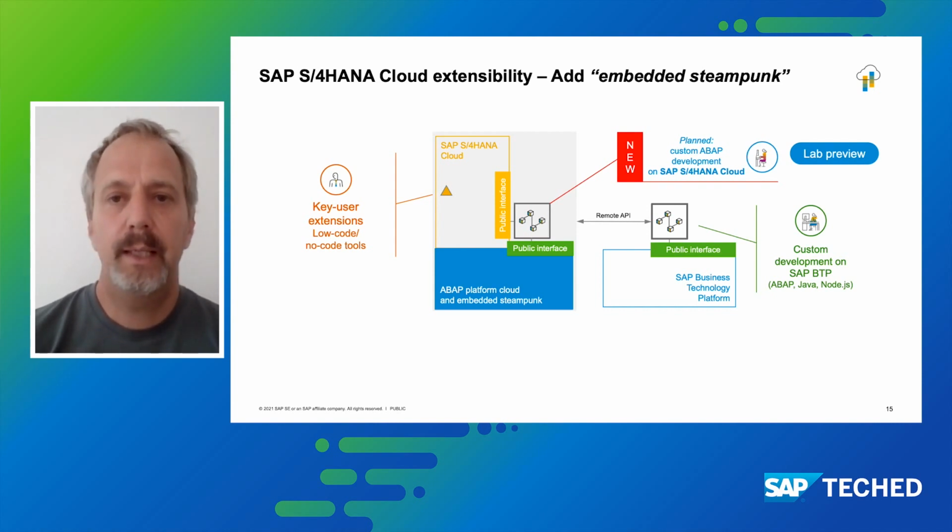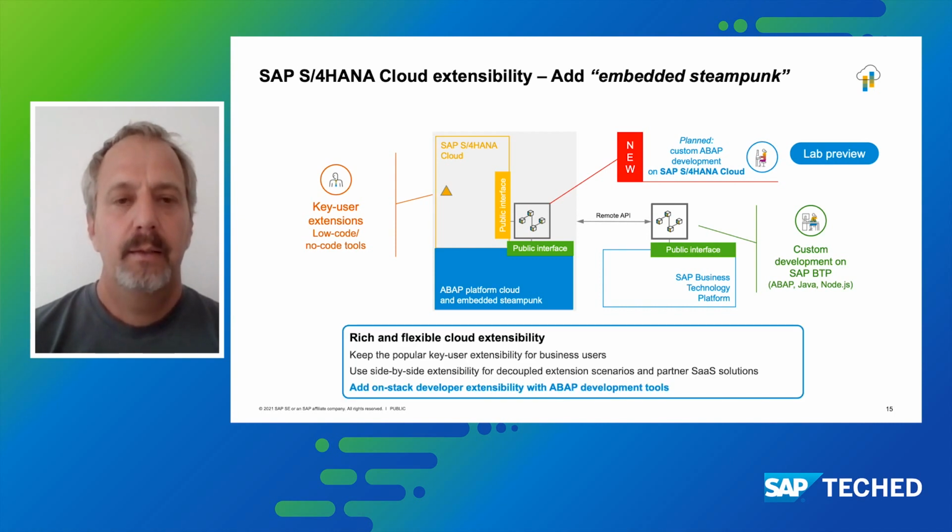A lab preview here now: we plan to provide the Steampunk development model, this cloud-ready, upgrade-stable custom ABAP development, in S/4HANA Cloud as well. And the nickname or code name for that is embedded Steampunk. And that will allow you to build custom ABAP code in S/4HANA Cloud. Very important, this is not a replacement of the other options. It just extends the options you have if you build cloud-ready extensions. So the key user extensibility is absolutely essential for business users.